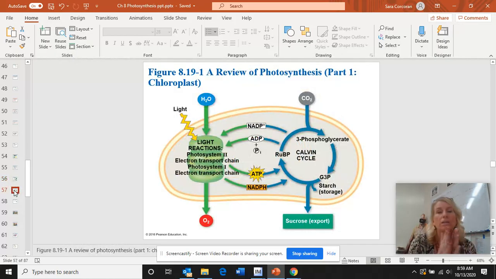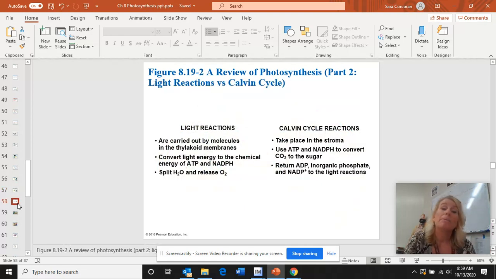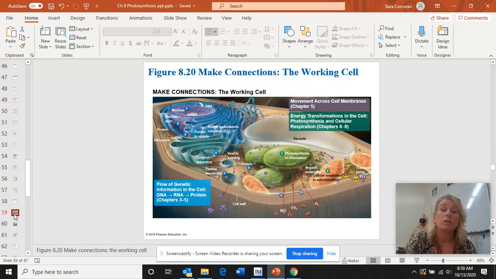Once again, you need to be able to draw this picture with your reactants up top and your products down low and your intermediate products here and here. This is the basic overview. You need to be able to understand what happens in the light reactions and the Calvin cycle. You need to be able to draw, and I don't have another picture of it, that thylakoid membrane. And I'm posting on Schoology a blank thylakoid membrane for you to label and draw the process.